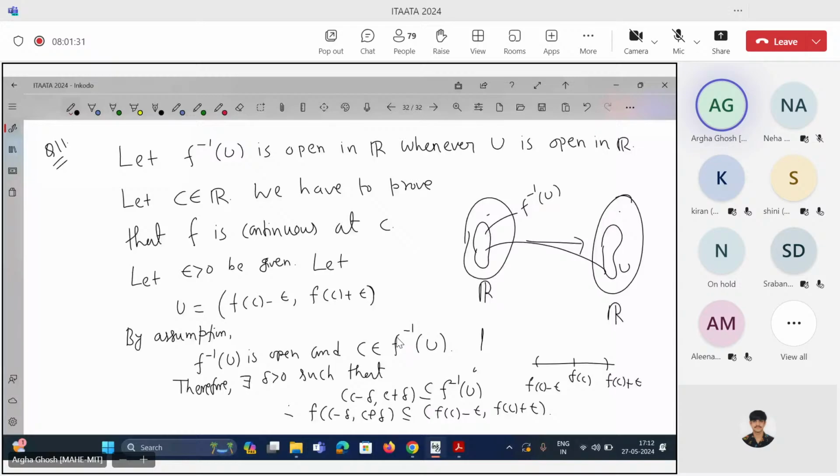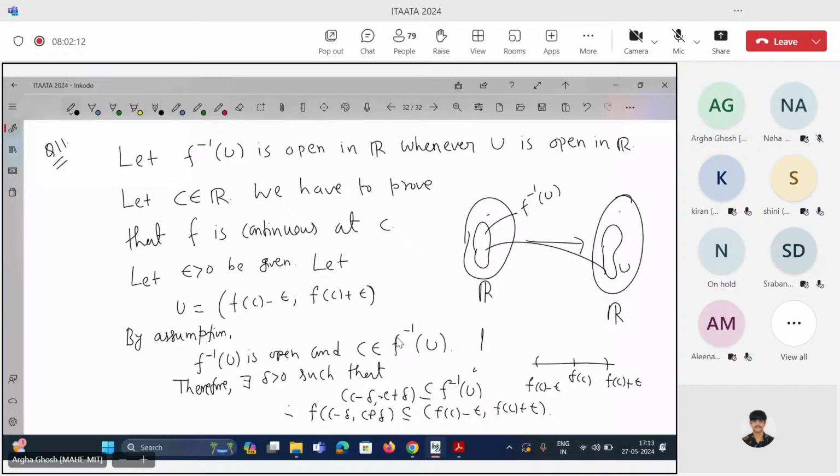Here it is a subset, because whatever x you choose over here, x will be in F inverse U, therefore F(x) will be in U. So U means this one, (f(c) - epsilon, f(c) + epsilon). So this implies this one. That is the definition of continuity, the epsilon delta definition. So F is continuous at a point c. Now c is an arbitrary point, therefore it is continuous everywhere. So this part is very clear. If the pre-image of an open set is open, then it is continuous. Okay, what about the other part, the converse part?